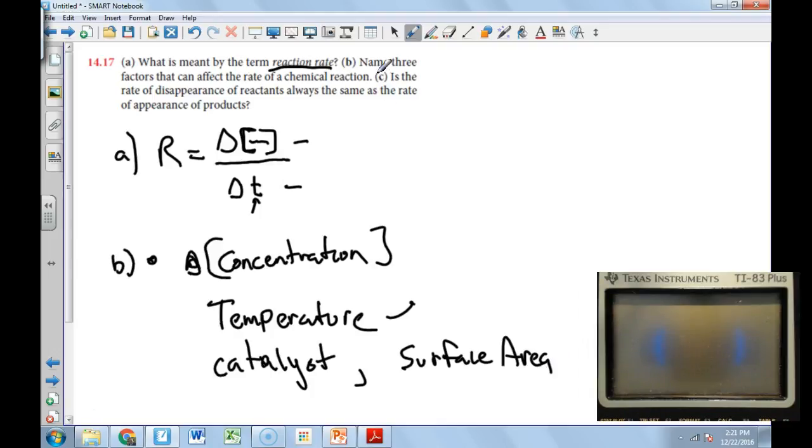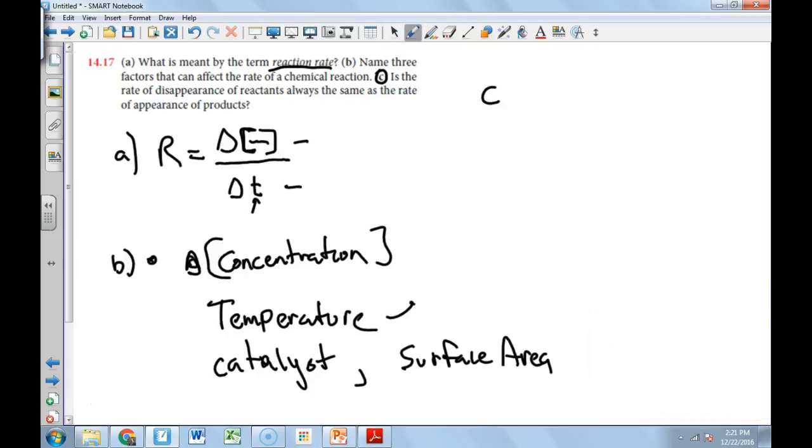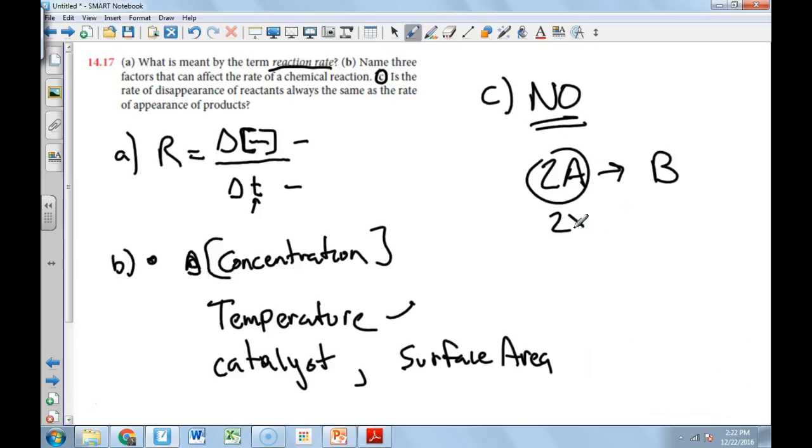Then question C is all about related rates. Is the rate of disappearance of reactants always the same as the rate of appearance of products? And the answer to that is a resounding no. They're always related, but they're not the same, and it's always dependent on stoichiometry. If you have 2A reacting to form B, the rate of disappearance of A is going to be twice as fast as B. And the opposite is true.